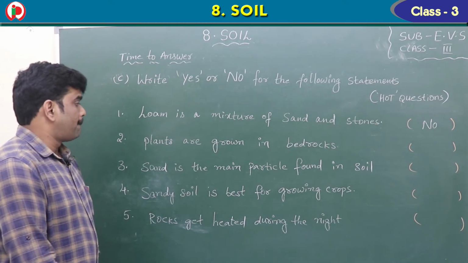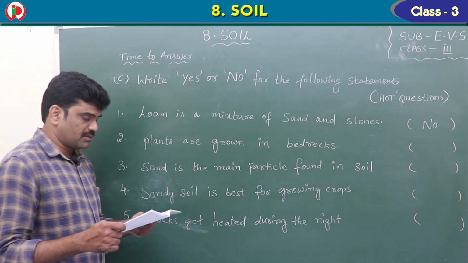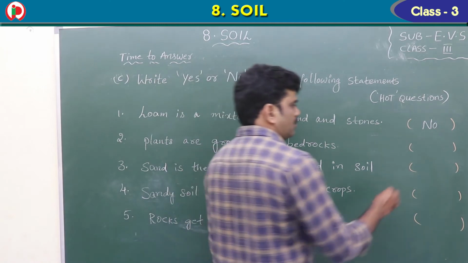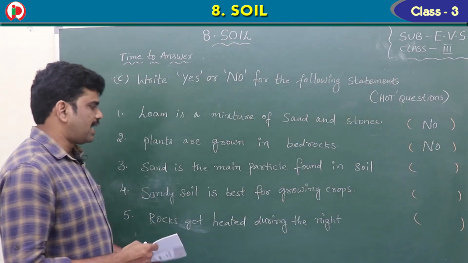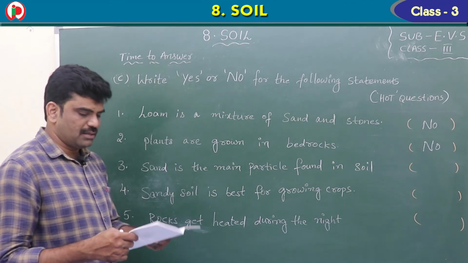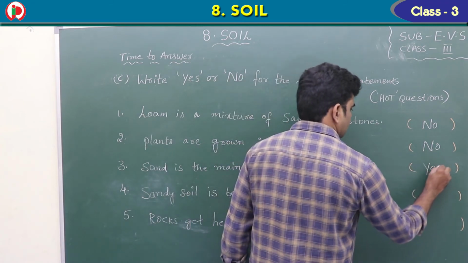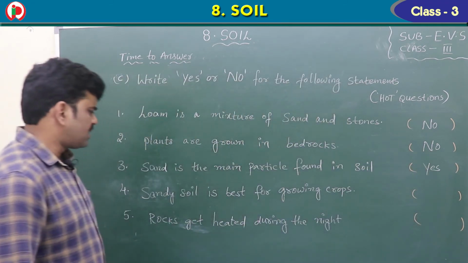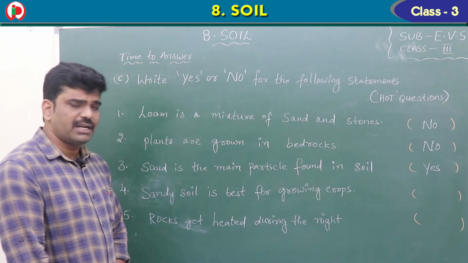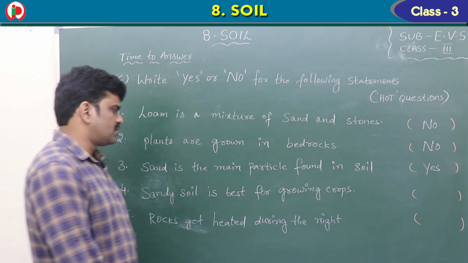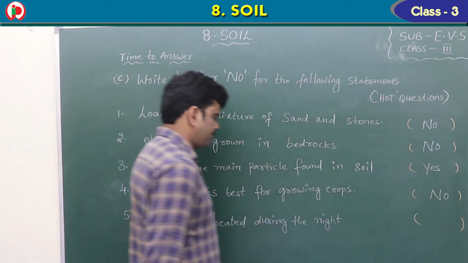Next one, plants are grown in bedrocks. No. Third one, sand is the main particle found in the soil. Yes or no? Yes. Fourth one, sandy soil is the best for growing crops. Is that right? No. Loam soil is the best for growing crops. So the statement is wrong. You can keep no here.